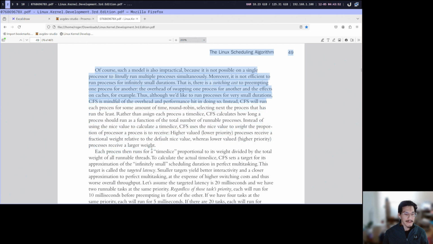Okay, each process then runs for a time slice, this is the dynamically calculated one, proportional to its weight divided by the total weight of all runnable threads. To calculate the actual time slice, CFS sets a target for its approximation of the infinitely small scheduling duration in perfect multitasking. This target is called the targeted latency. Smaller targets yield better interactivity and a closer approximation to perfect multitasking, at the expense of higher switching costs and thus worse overall throughput. Better interactivity, okay, because you're getting queued up to run more often, at the expense of higher switching costs because you're switching more often for other processes. So since you're switching so much, you're not really getting that much work done, spending all your time just context switching. So let's assume that the targeted latency is 20 milliseconds.